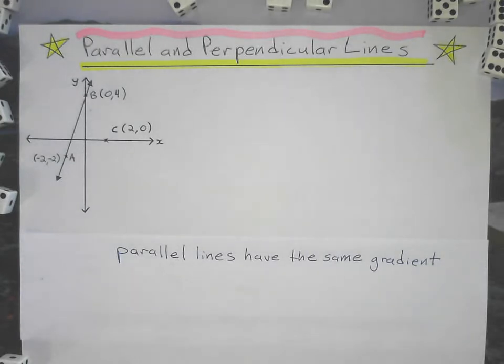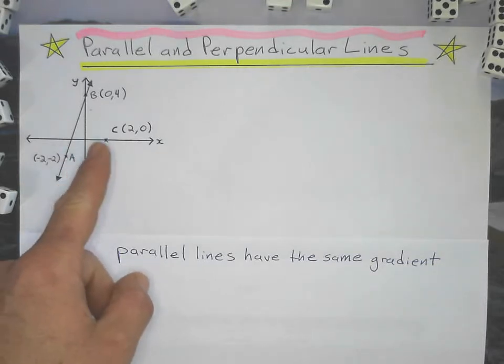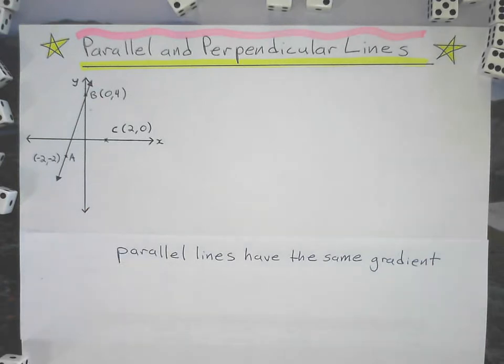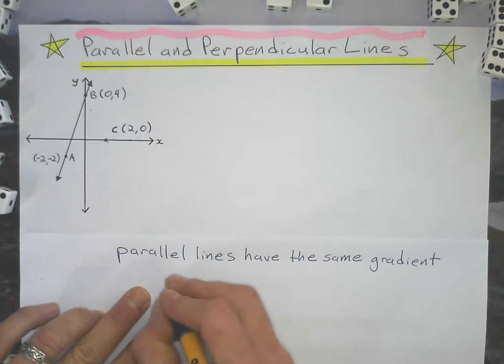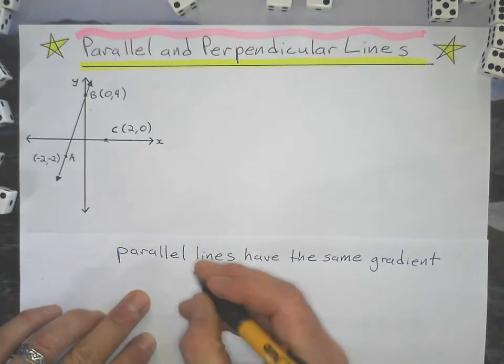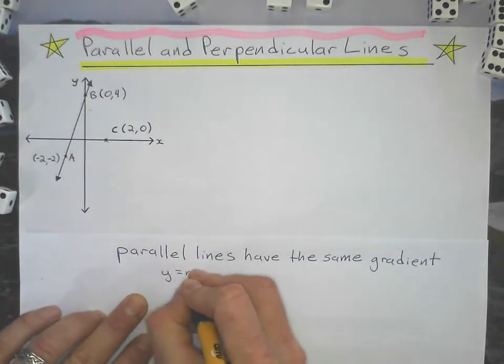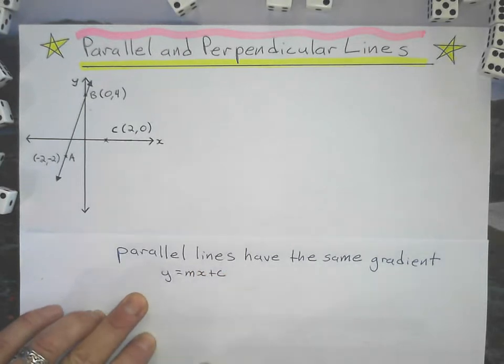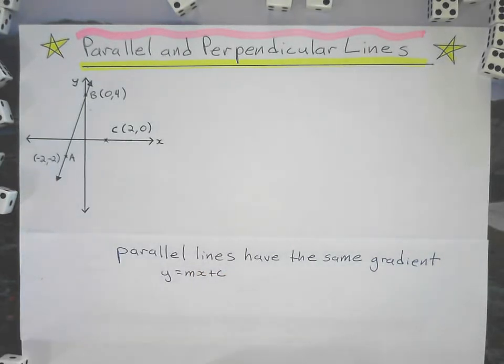First of all, we understand that if two lines are parallel, they're going to have the same gradient. Parallel means they're not going to intersect on a two-dimensional plane, therefore they should have the same gradient. That's great if I have it in y equals mx plus c form. So if I have two lines in this form, it's pretty easy to see if they're parallel or not.